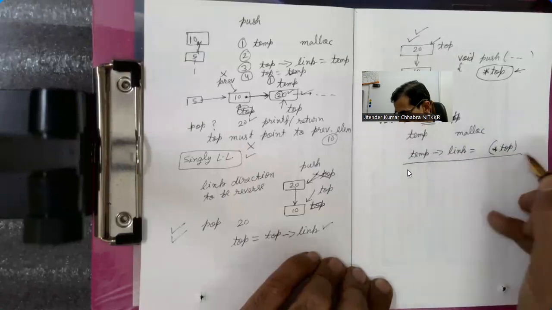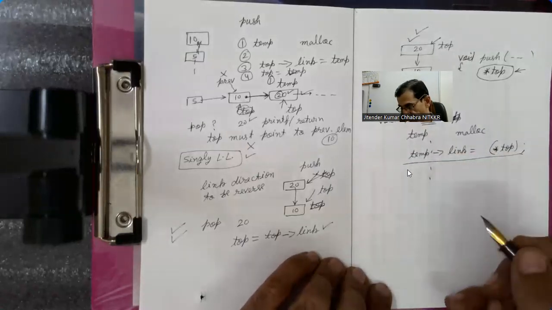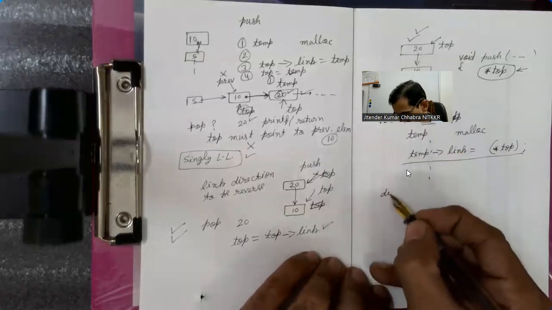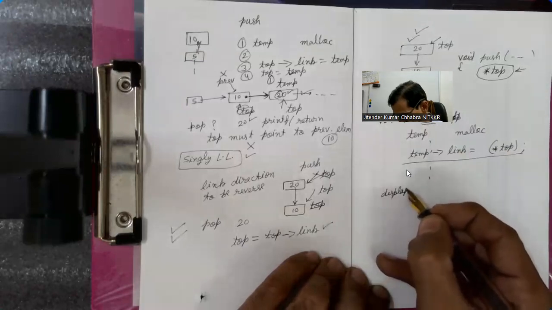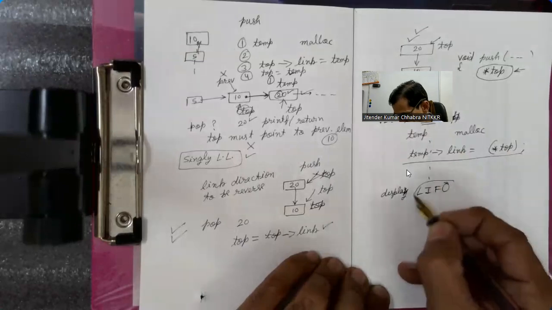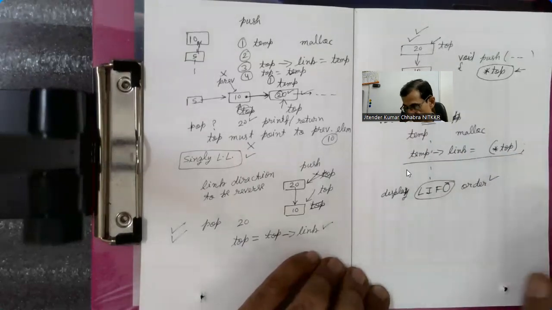Something like this, and then the rest of the code you should be able to complete for push as well as pop. And display also. Display must be in LIFO order. Always LIFO order. So do this, and that should be quite easy work.